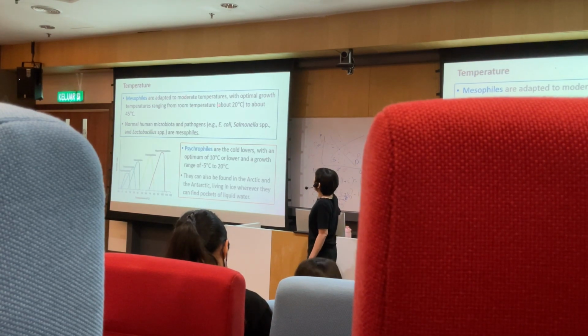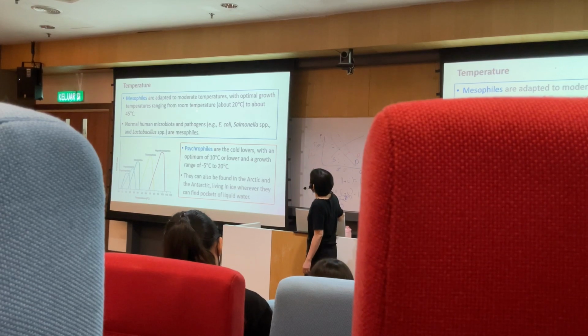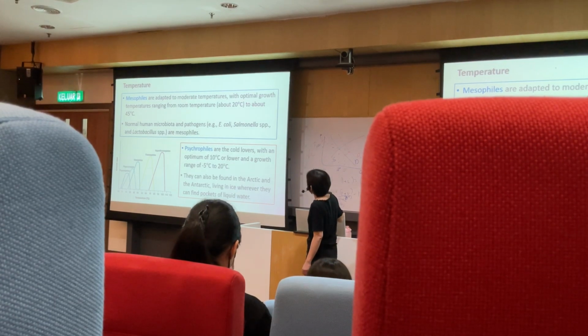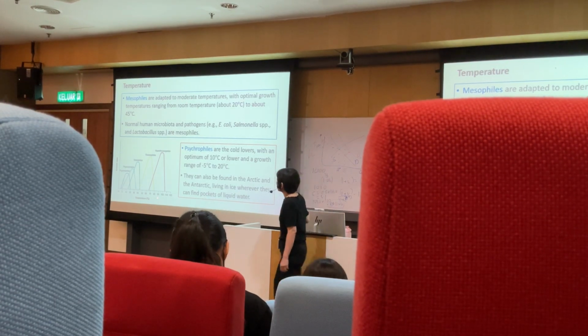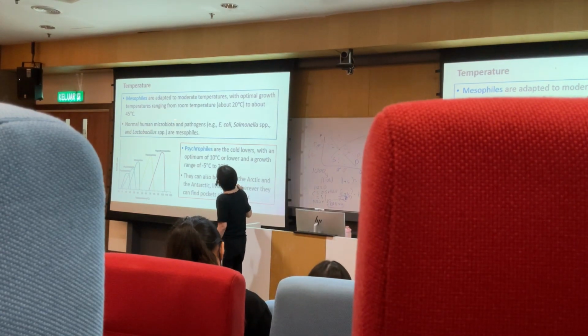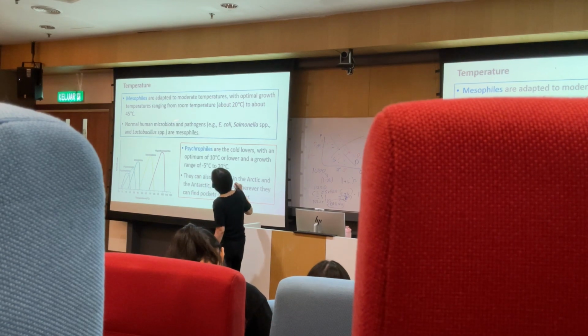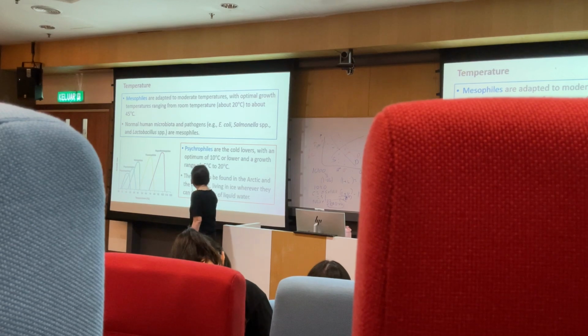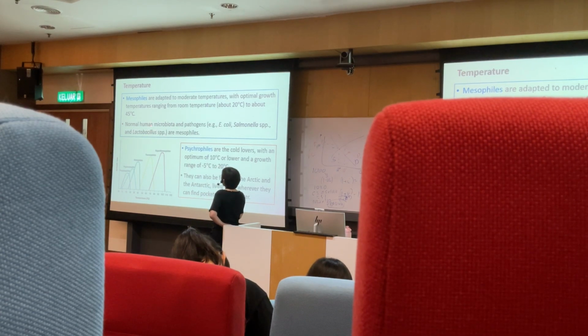So what do we call those with moderate temperature? Mesophile, at about room temperature to 45 degrees Celsius. This is the most general; most bacteria live in this temperature range. Those are the normal human microbiota or human pathogens: E. coli, Salmonella, Lactobacillus, they all are mesophiles.